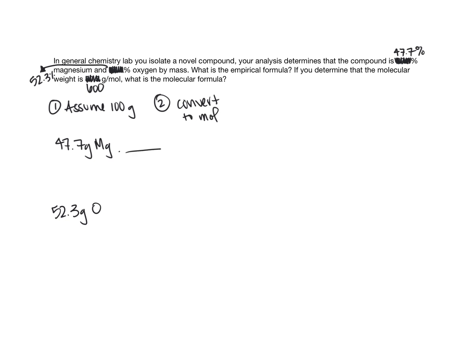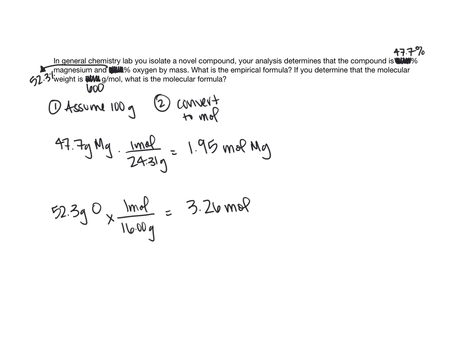From here, I'm going to divide by the molar mass of magnesium, which is 24.31 grams in 1 mole. And when you plug that in the calculator, I get 1.95 moles magnesium. For the mass of oxygen, I'm going to divide by 16 grams in 1 mole. And that gives me 3.26 mole. So here, it's very tempting to just round to a number, but that's not the last step.